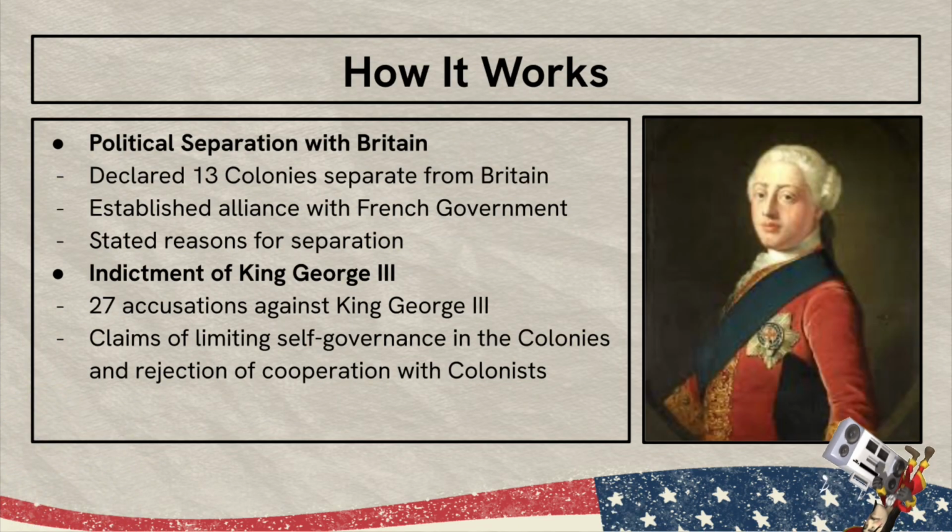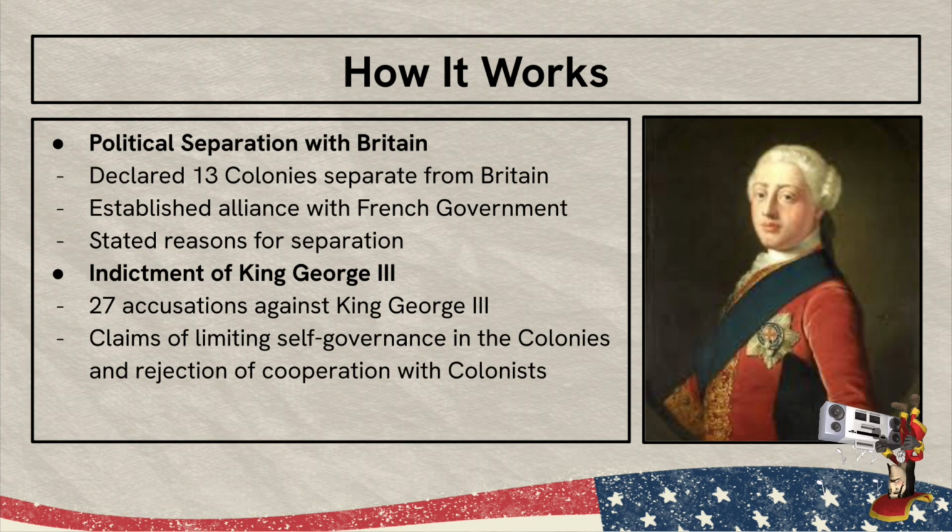The most important part of the Declaration of Independence is that it is the document that officially declared the United States to be a nation, separating the 13 colonies from Britain. A goal of the Declaration that isn't often recognized was to establish an alliance with the French government in preparation for the American Revolution, as the American colonists likely would not have been able to defeat the British if not for French assistance.